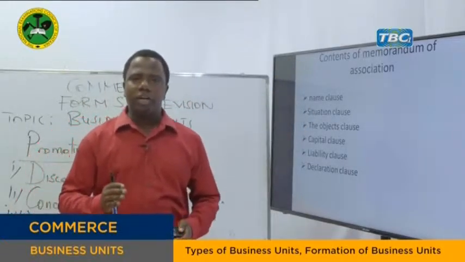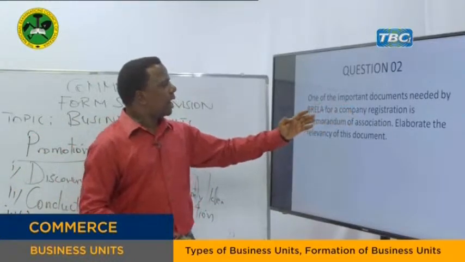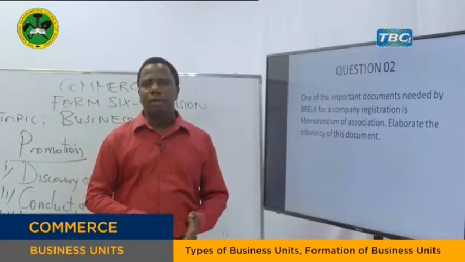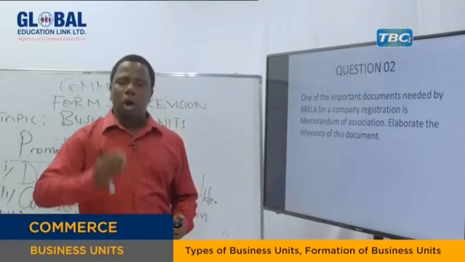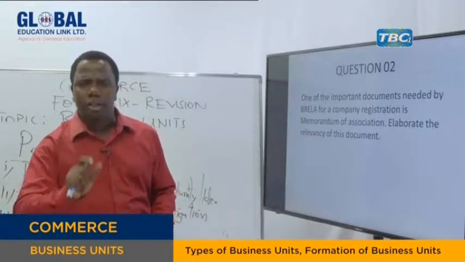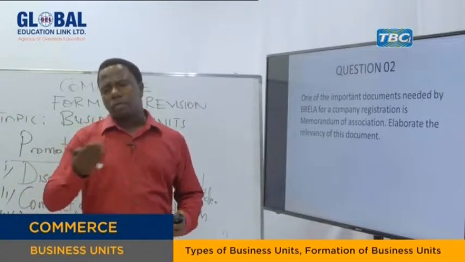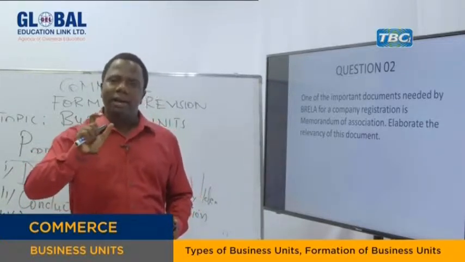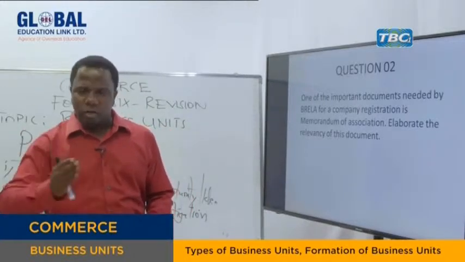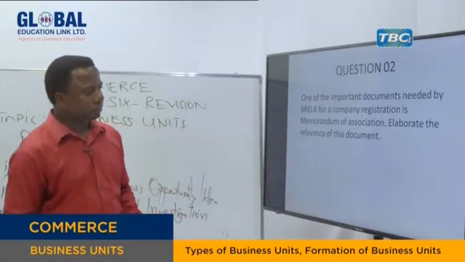Now a question of interest here is: one of the important documents needed by BRELA for company registration is the Memorandum of Association. Elaborate the relevance of this document. You answer this question by showing those contents and showing the relevance of each content. For example, the name: what is the relevance of a name in the Memorandum of Association? Or what is the relevance of liability, to show that this company is of limited liability, meaning that personal property will not be touched in case of liability of the company.